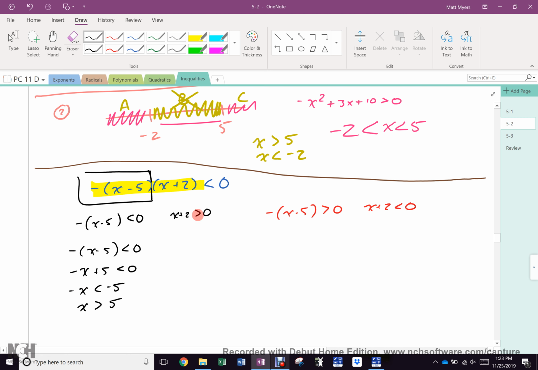Okay. And then this side's easy. It's one step. X is greater than negative 2, right? Everyone's cool with that? Okay. So here's my number lines. That should have been a different color.